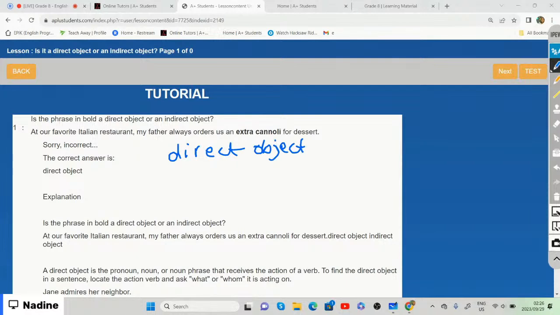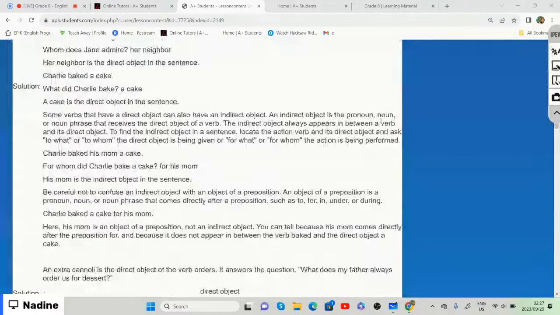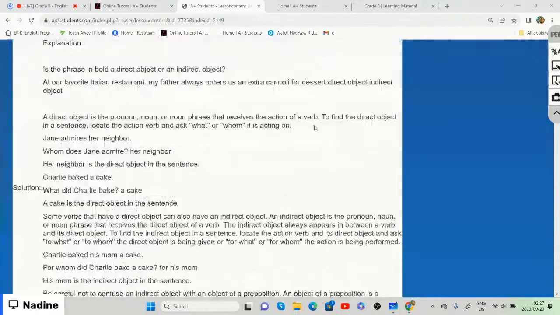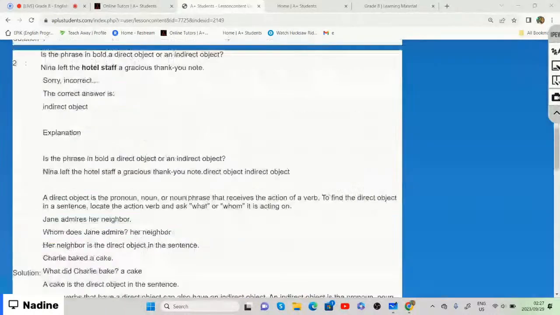It is the pronoun, noun, or noun phrase that receives the action of the verb. So which means that an extra cannoli is the direct object of the verb orders. It answers the question, what does my father always order for us for dessert? Extra cannoli. Direct object.